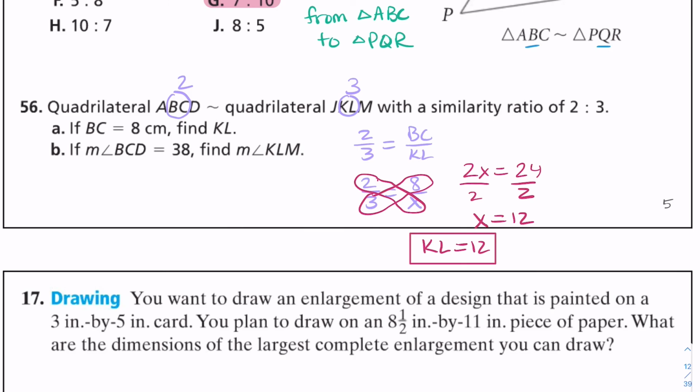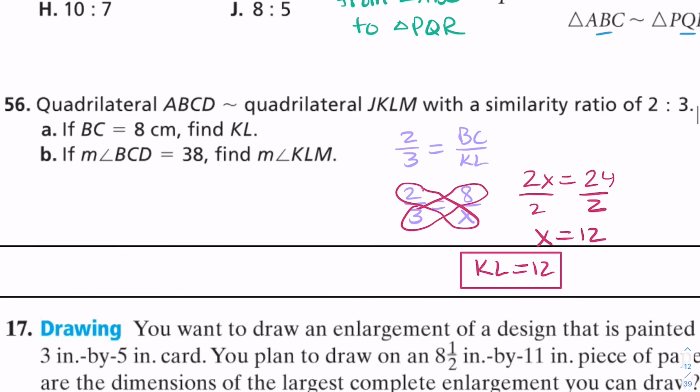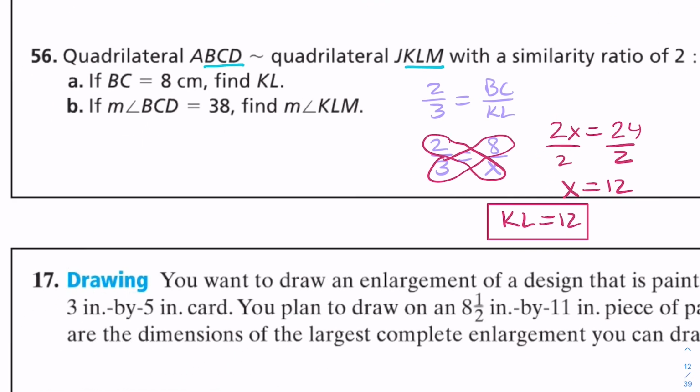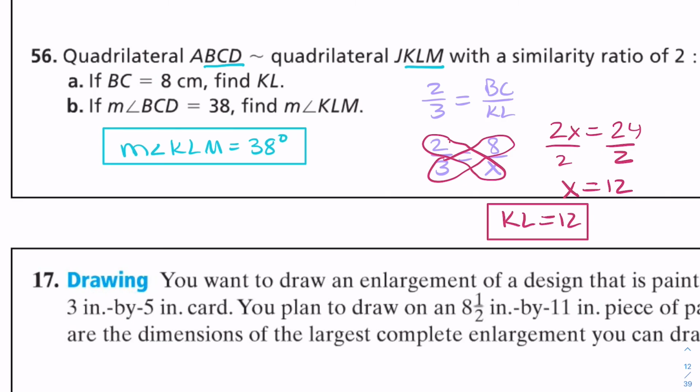All right. It says if BCD equals 38 degrees, so let's take a look here. BCD, look at the order of BCD. And so find the measure of KLM. Well, that's an equivalent angle in terms of its congruence. So the measure of angle KLM has to be 38 degrees. So that was a pretty easy one based on that similarity statement that we were given.